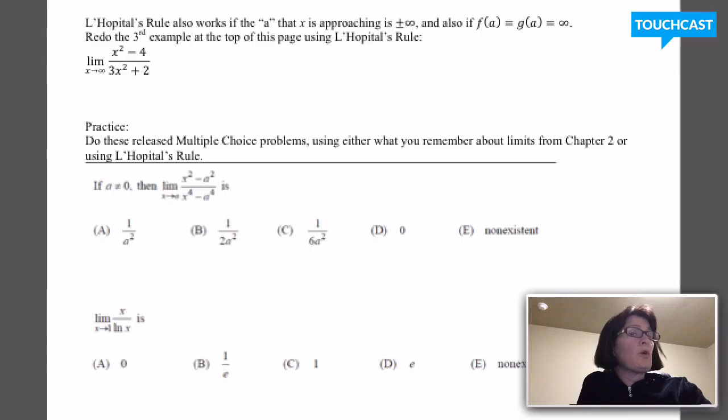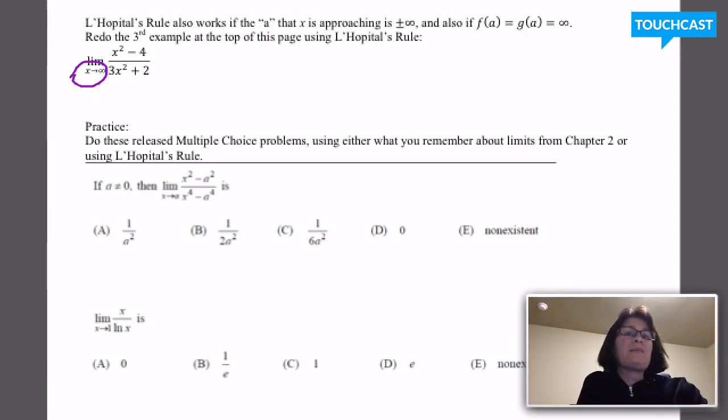So L'Hopital's rule works even if the limit we're taking is as x approaches infinity or negative infinity. So a doesn't have to be a known quantity. It could be infinity or negative infinity. So watch L'Hopital's rule. This is supposed to be the third example.